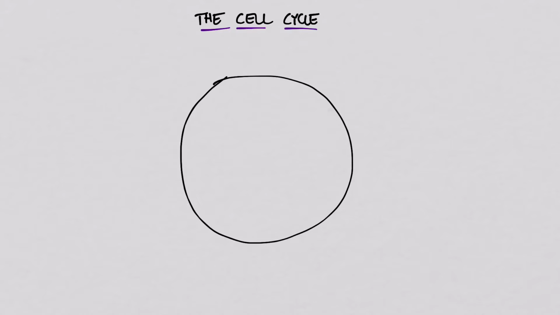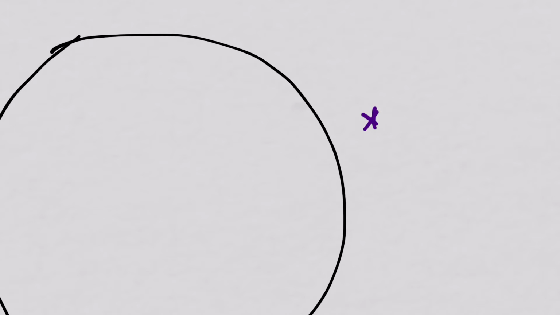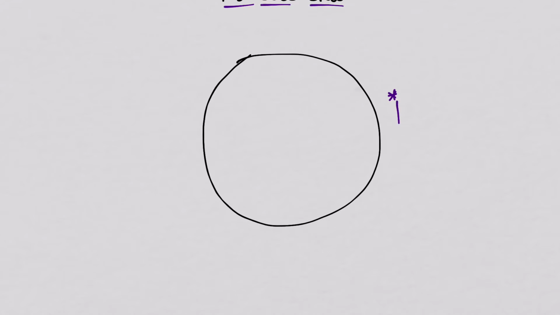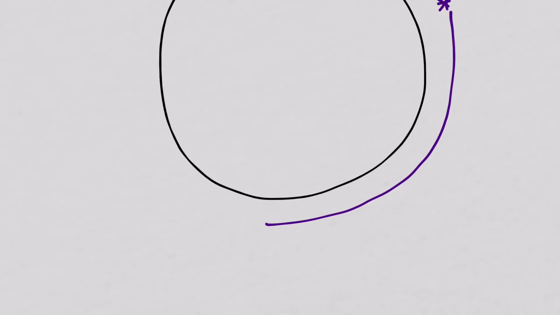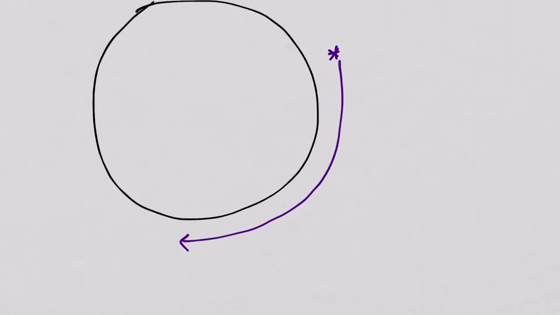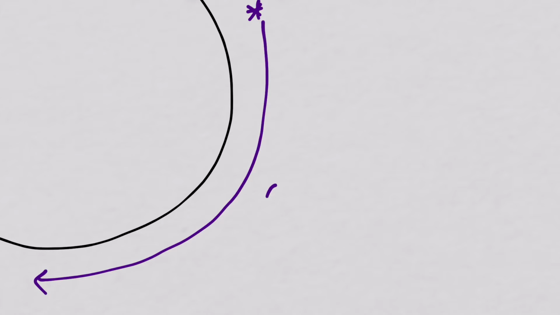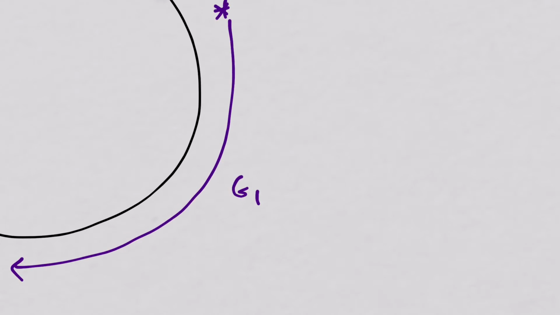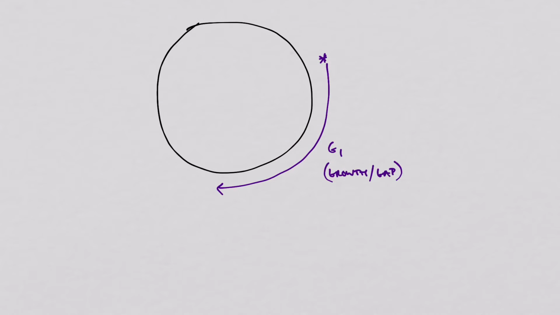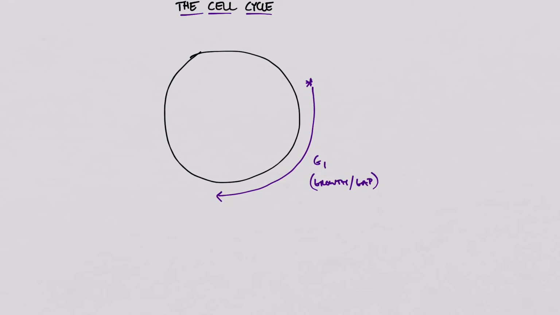Okay, so the cell cycle. Obviously, it's a cycle. You can pick anywhere to start, and I am going to pick right here to start. So, draw a little loop around part of the circle. So this part of the cycle, we're going to start here. This is called G1. It stands for growth or gap 1. And you can call it either. You'll hear people calling it the growth phase or the gap phase. Either one is perfectly fine.